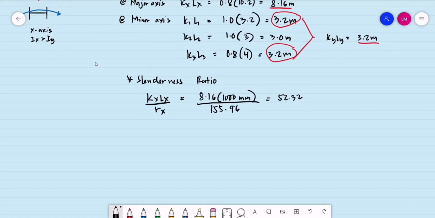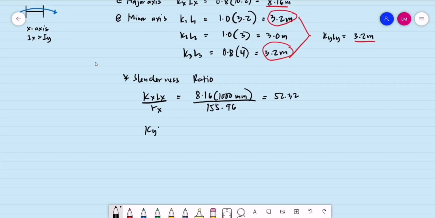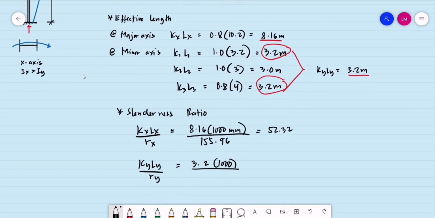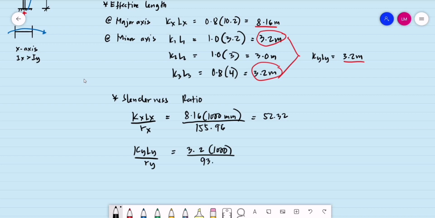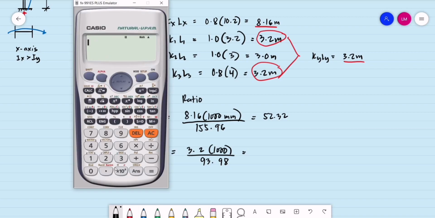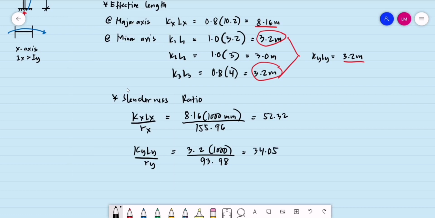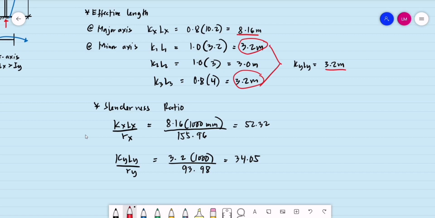What about for the minor axis? We have K sub y L sub y divided by r sub y. The longest effective length with respect to the y-axis is 3.2. This is 3.2 multiplied by 1,000 millimeters divided by ry, and the value of ry is 93.98 millimeters. So we have 3.2 multiplied by 1,000 divided by 93.98 mm, which is 34.05.